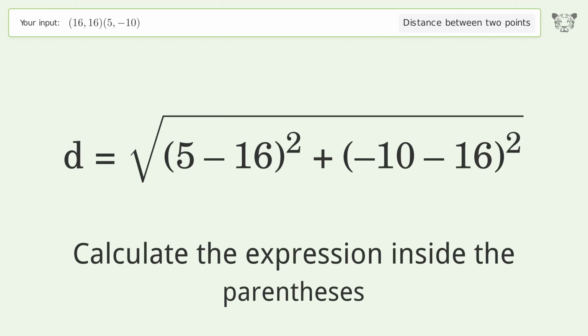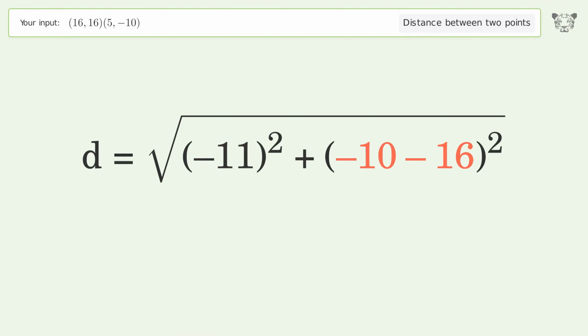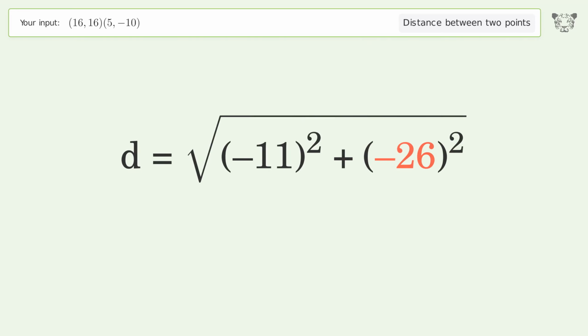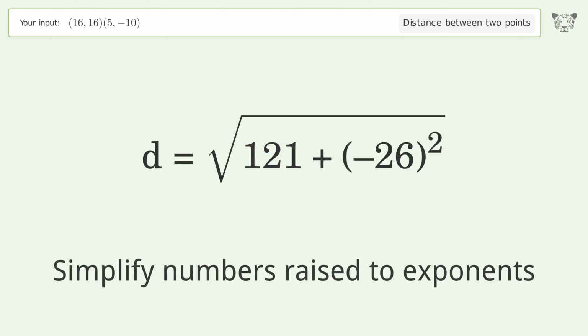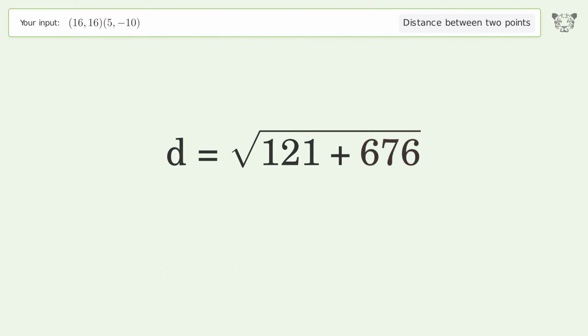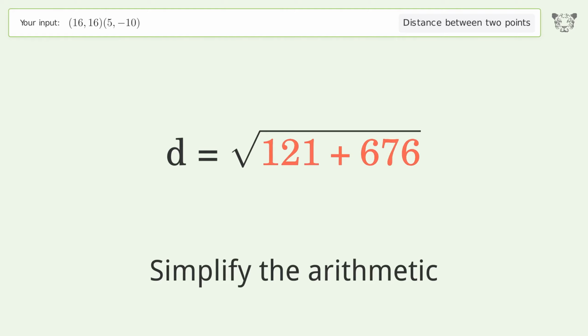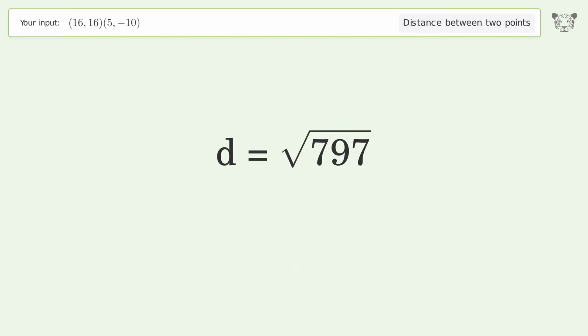Calculate the expression inside the parentheses. Simplify numbers raised to exponents. Simplify the arithmetic. And so the distance between the 2 points is the square root of 797, or 28.231.